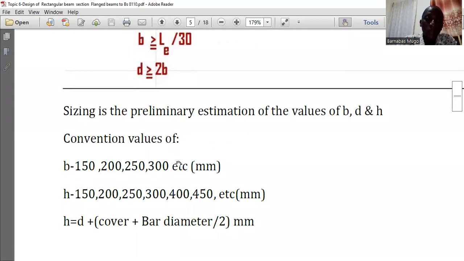Then from there, you can be able to get the value of H by adding D plus the concrete cover. You add it to the diameter divided by 2. Then we are also going to add something that is called tolerance in that case. B and H should be a multiple of 50. And generally, they start from 150 millimeters all the way to wherever. But it should be a multiple of 50.